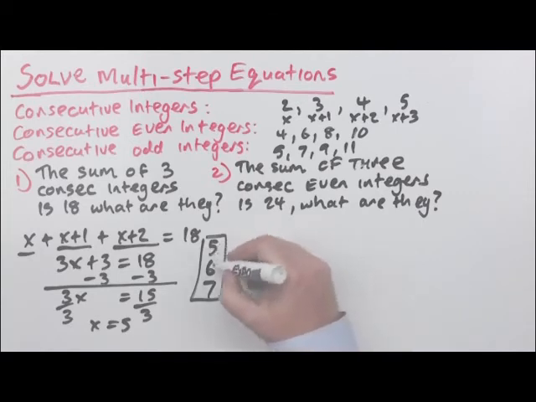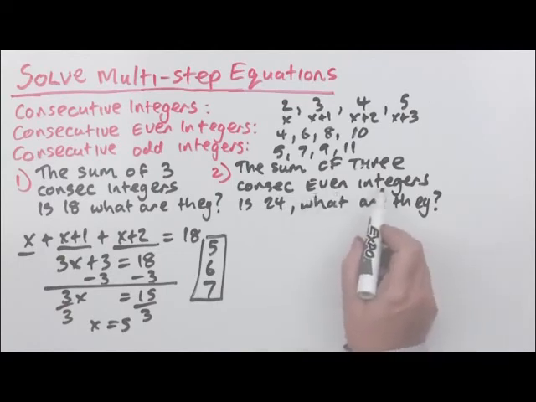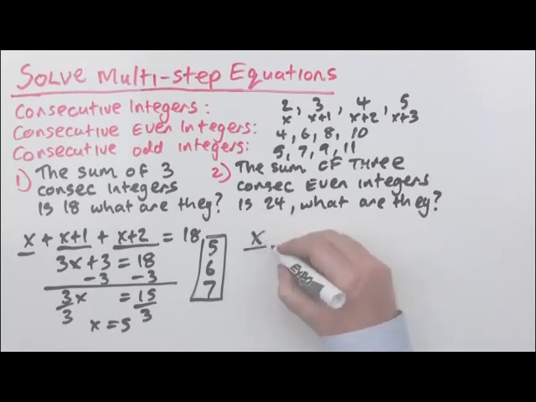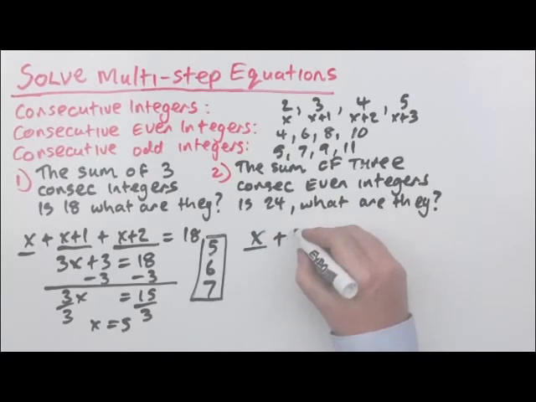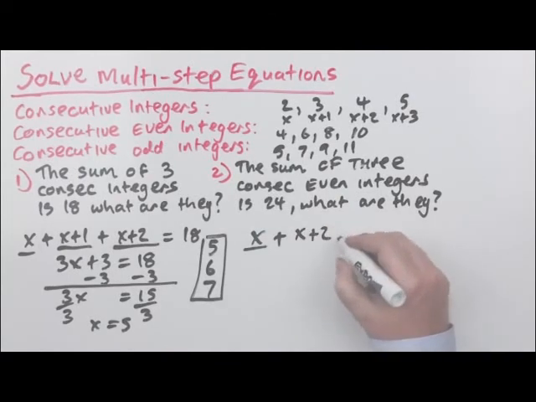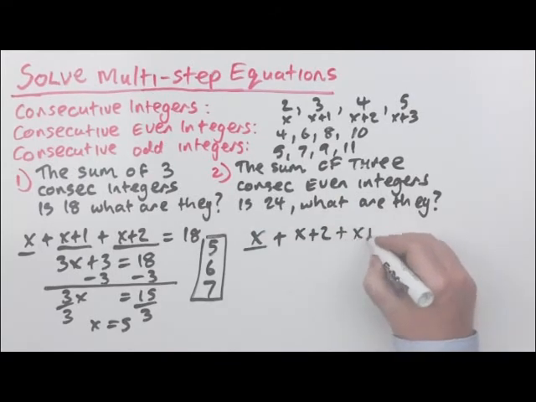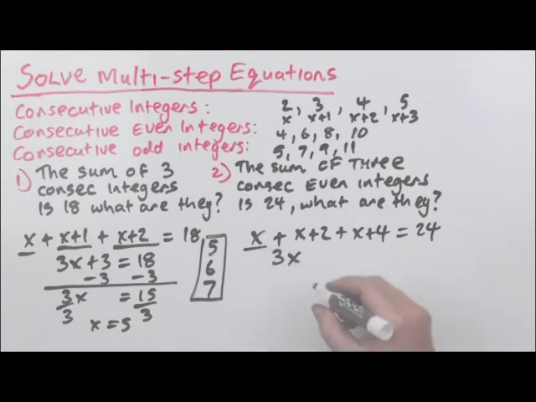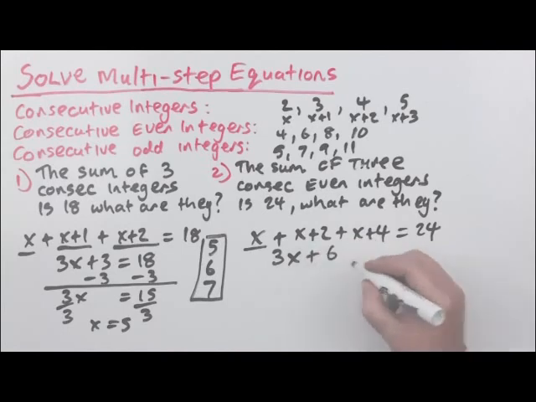The sum of 3 consecutive even integers is 24. What are they? So if x is the first integer, the next even number is 2 numbers up, so that's x plus 2. The next number is x plus 4, 4 numbers up from the first one. So that is equal to 24. Add all the x's, that's 3x. 2 and 4 is 6, so 3x plus 6 is equal to 24.